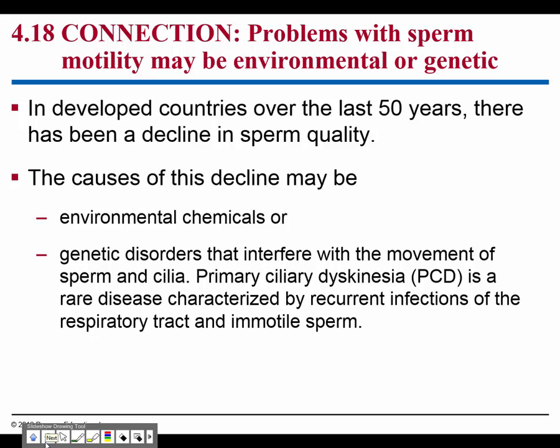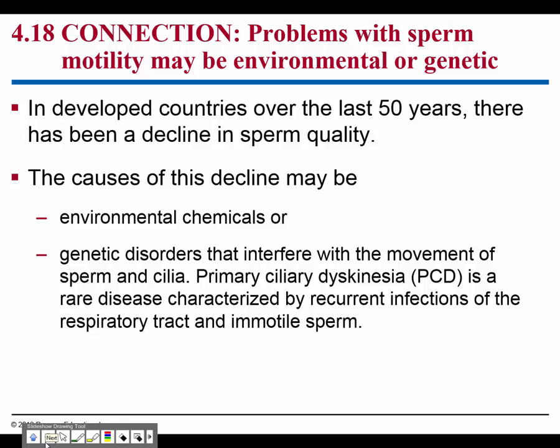We think, there's good evidence to suggest, the cause is environmental chemicals. All the chemicals we use producing textiles get pushed into our environment. It changes at a cellular level how these sperm are made and causes problems. So you have genetic disorders that interfere with the movement of sperm and cilia.